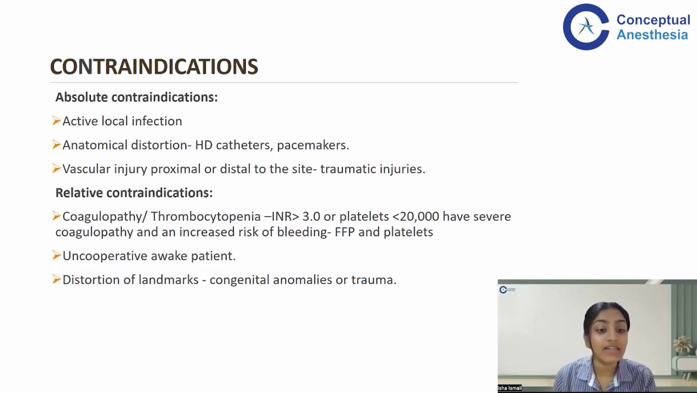When you come to the relative contraindications, we have coagulopathy and thrombocytopenia. Now, in the ICU, you still have to put a vascular catheter. You cannot be waiting for the patient to just become okay. So, in patients who have an INR of more than 3 or platelets less than 20,000, you will just utilize FFP or platelets prior to or during the procedure itself and get a high risk consent from the relatives as well.